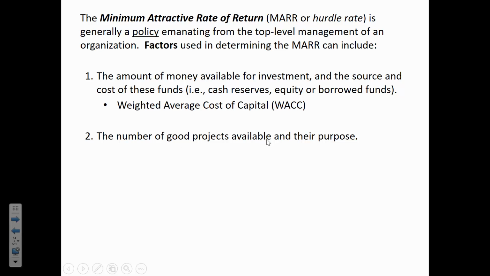The number of good projects available, if you have a lot of good options or if the products that you're selling are exclusive, then you can insist on generally higher minimum attractive rates of return.